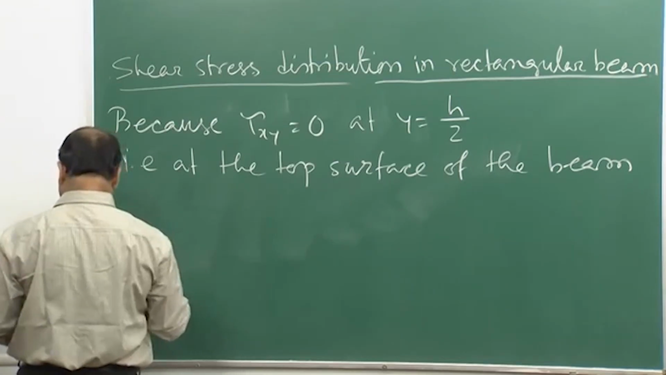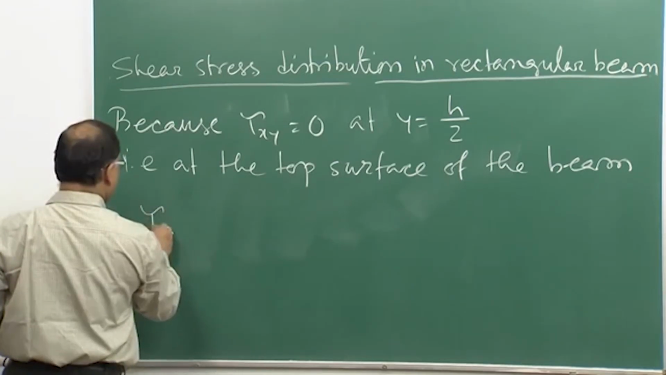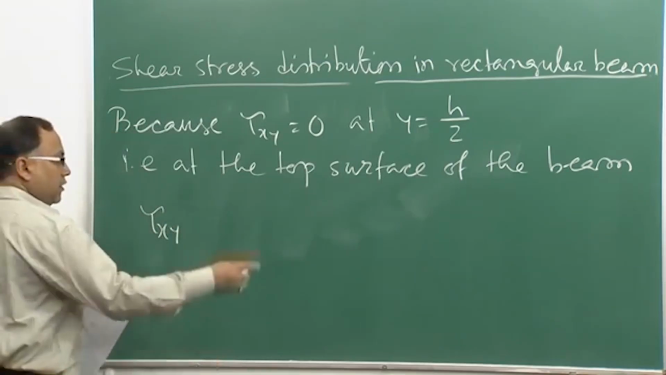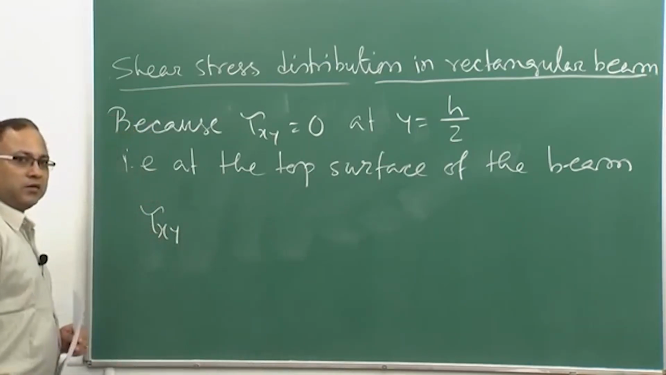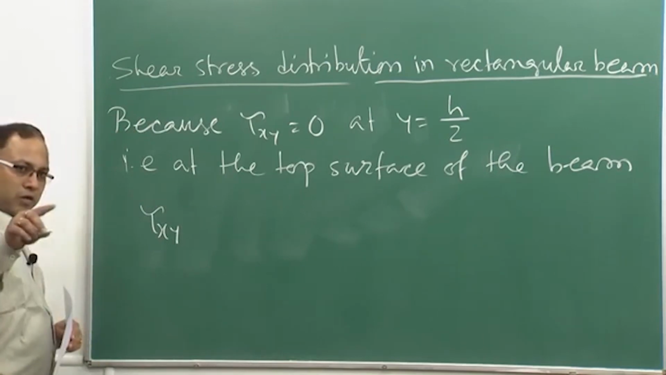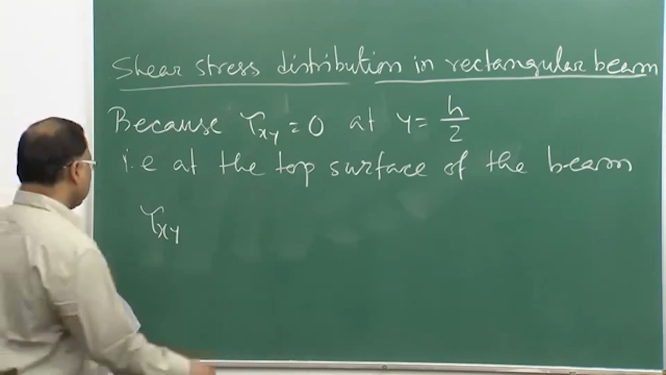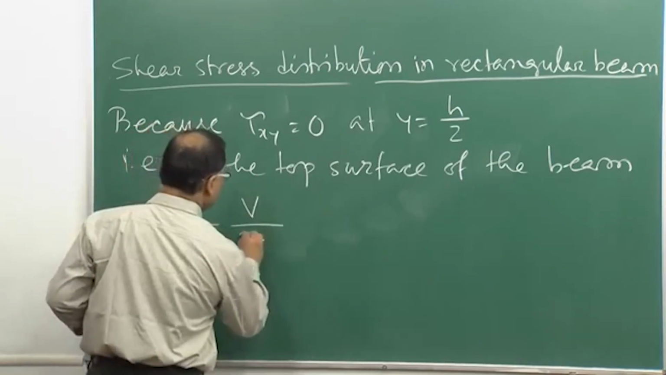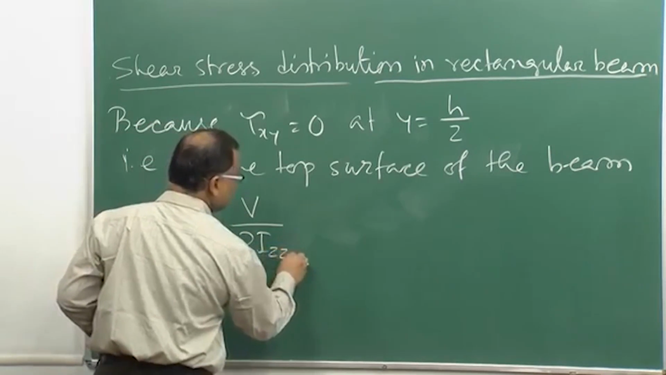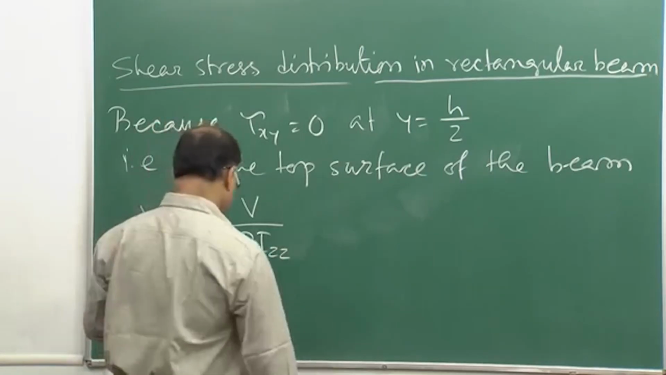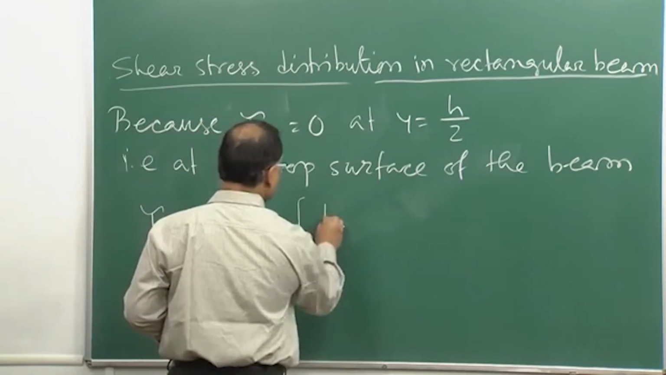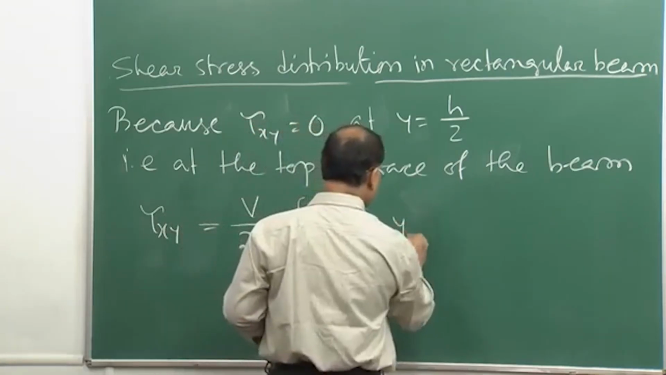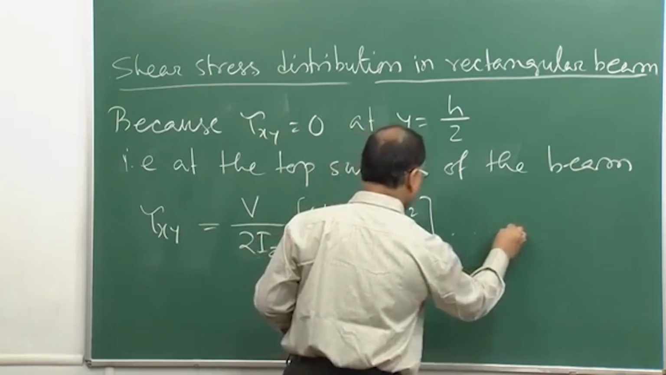So, if that is so, then we can write tau xy at y1, whatever is our objective, is equal to V by twice Izz into h by 2 whole square minus y1 square. So, equation 8.